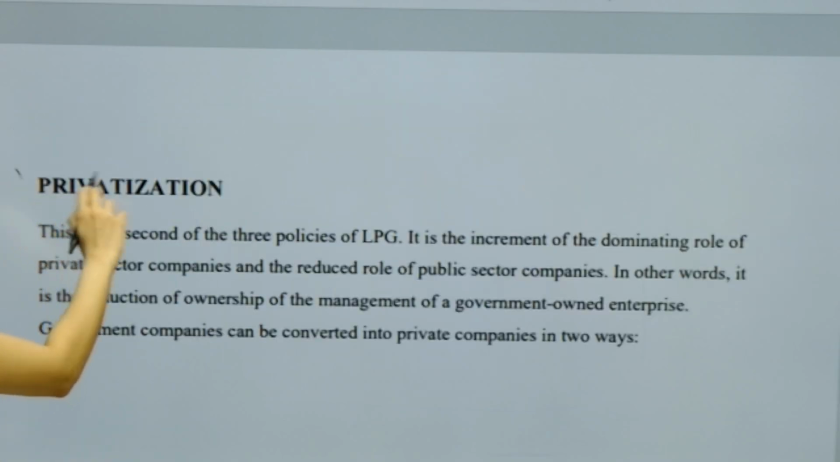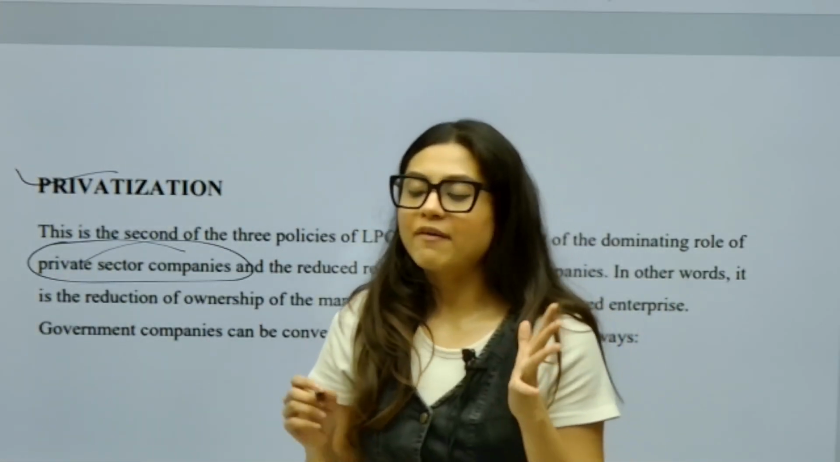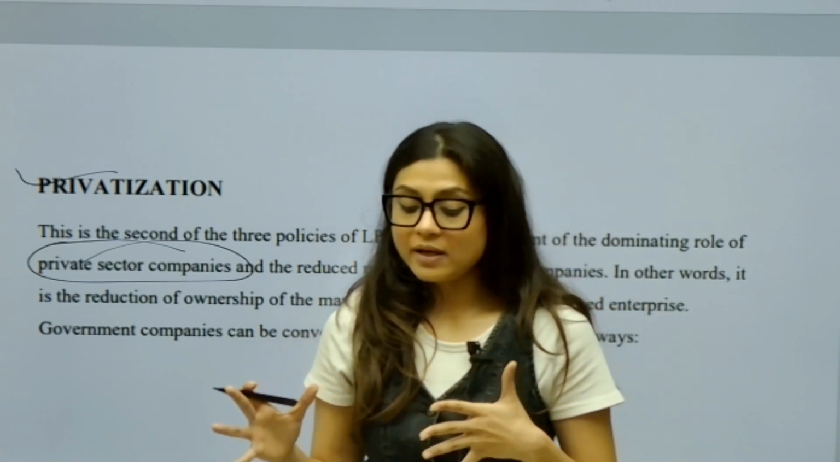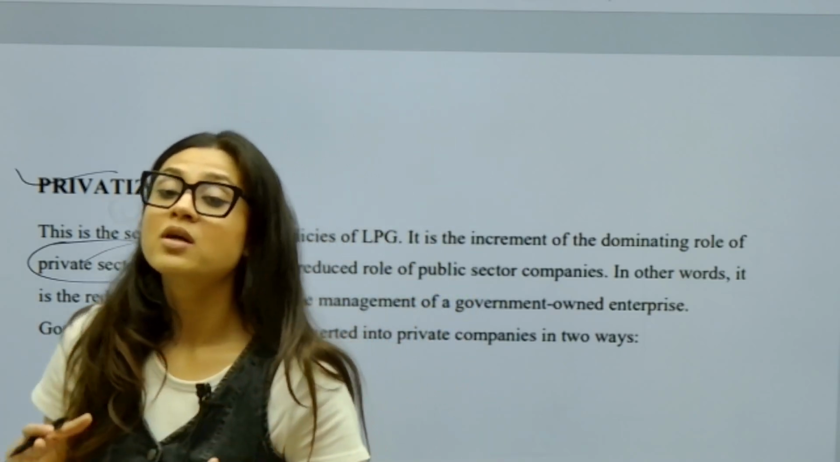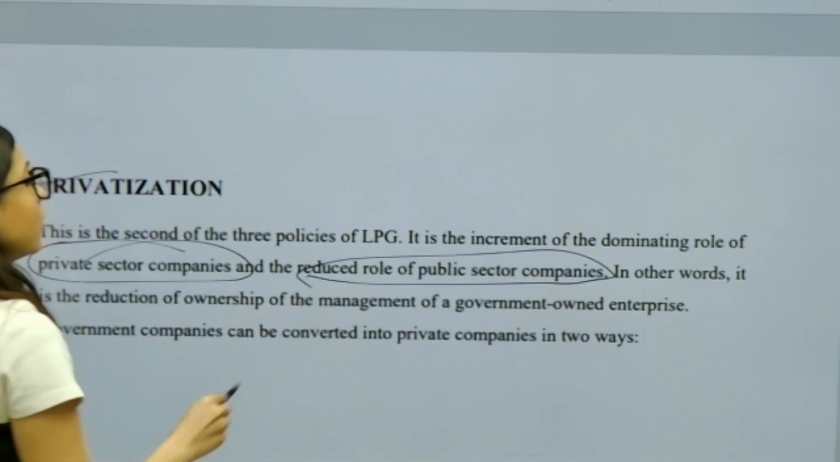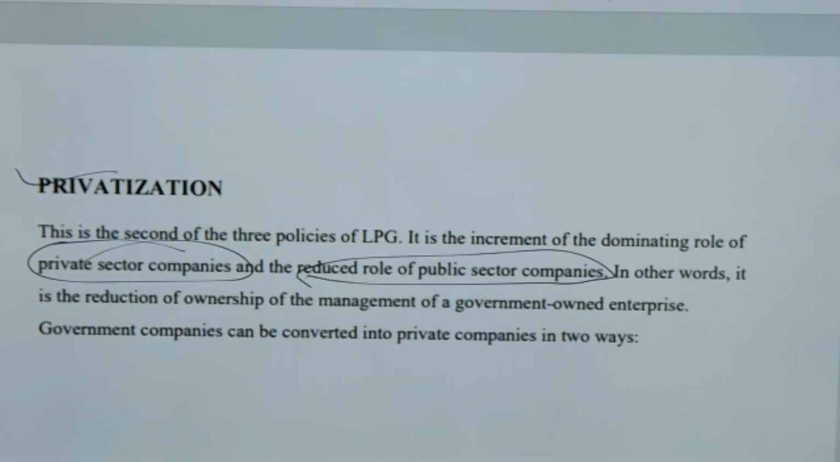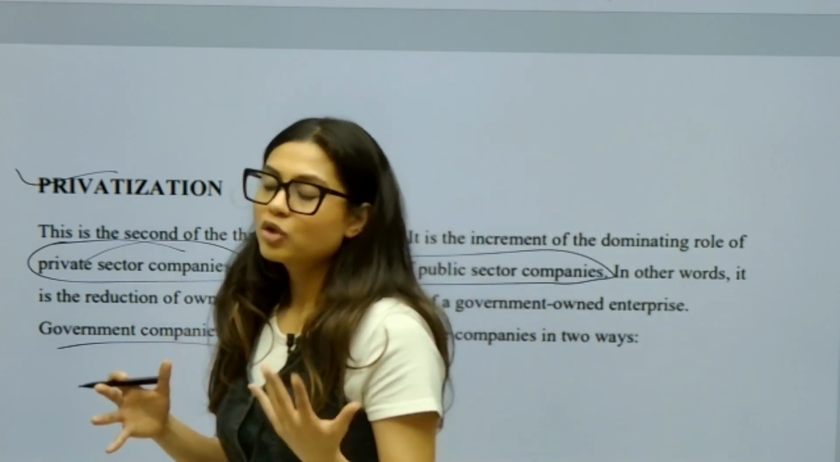Then privatization here means, the second of the three policies, the increase of the dominating role of the private sector. So earlier everything was under the control of the state, but through privatization many industries were opened to private players. Like if you have money, you can set up your own industry and earn money. It reduces the role of public sector companies, in other words it is the reduction of the ownership and management of government-owned enterprises. So the government was selling the shares of the companies and the private sector took the control.